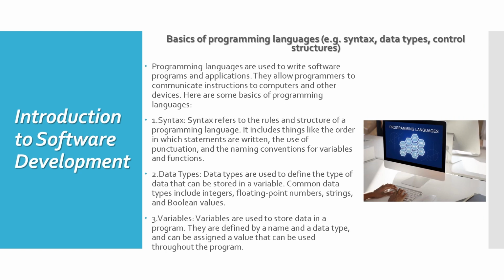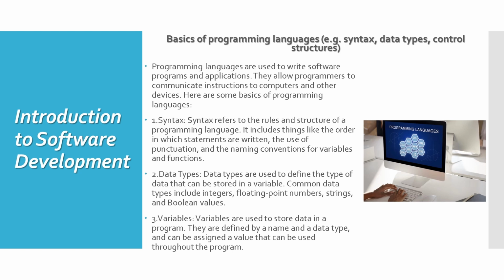Programming languages are used to write software programs and applications. They allow programmers to communicate instructions to computers and other devices. Here are some basics of programming languages. 1. Syntax. Syntax refers to the rules and structure of a programming language. It includes things like the order in which statements are written, the use of punctuation, and the naming conventions for variables and functions.